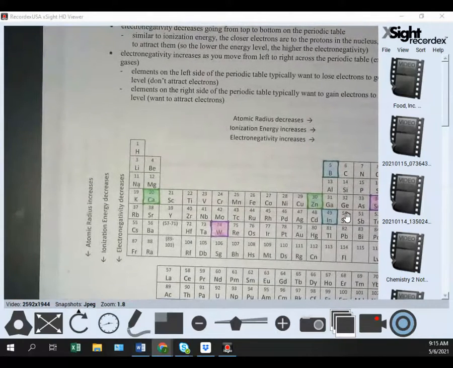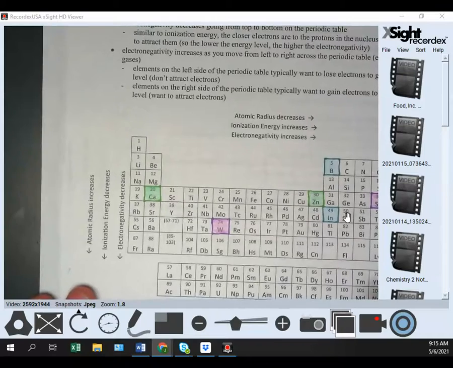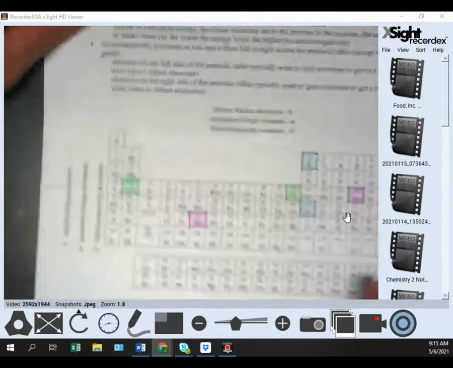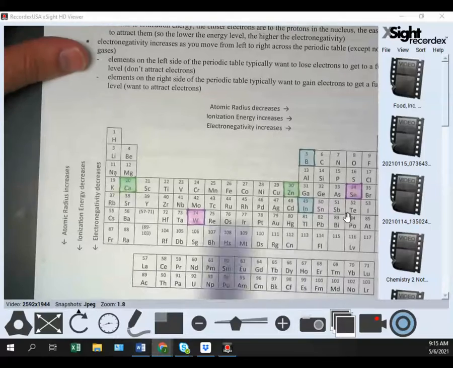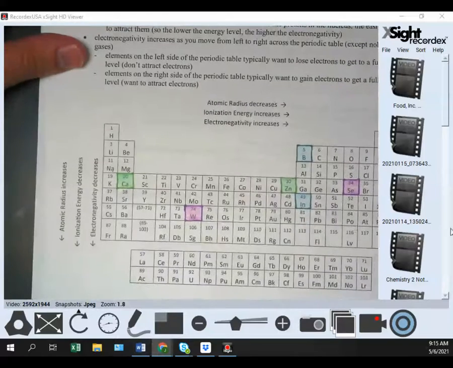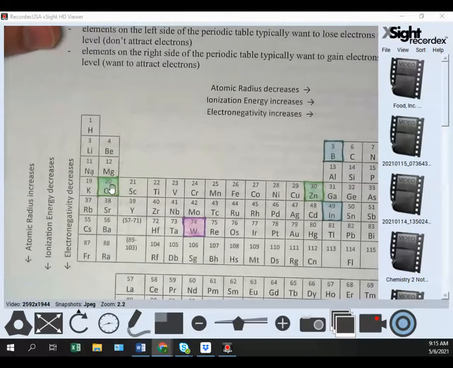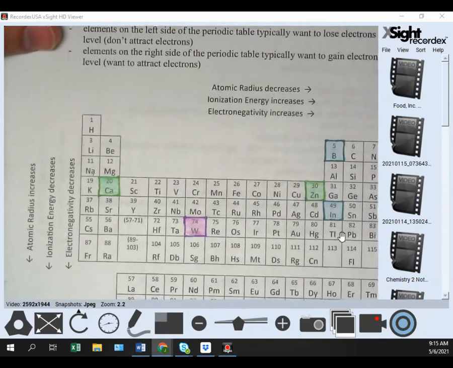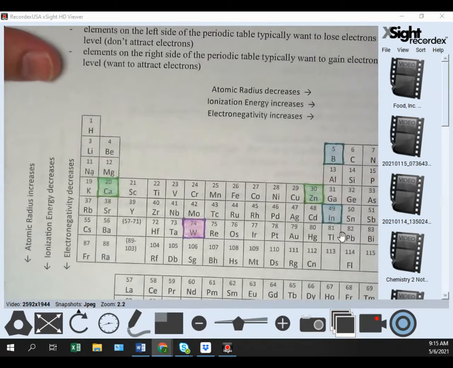So that's kind of the why behind those. I know it's a lot. Let's look at actually using those to compare atoms. All right? So what if I asked you, calcium and zinc, the ones I have in green here, which one has the bigger atomic radius? And how do you know?